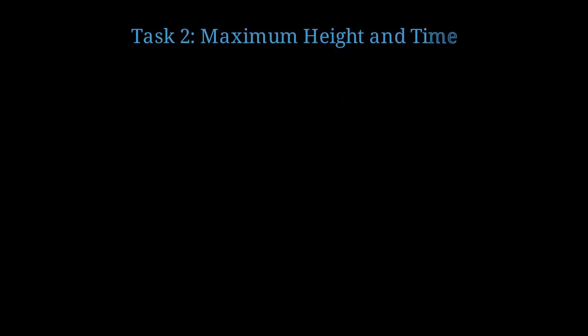Task 2. Find maximum height and total time. At maximum height, vertical velocity is 0. Vertical velocity equals initial vertical velocity minus g times t. At maximum height, 0 equals 21.2 minus 9.8 times t max. Solving gives t max equals 2.16 seconds. This is time to reach maximum height.